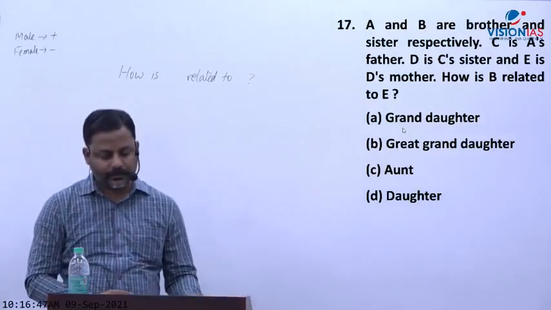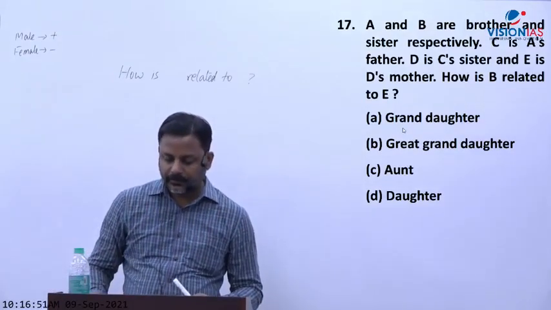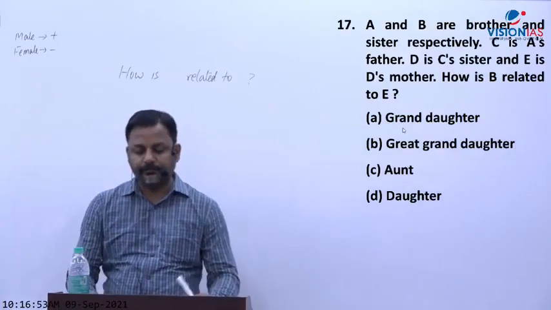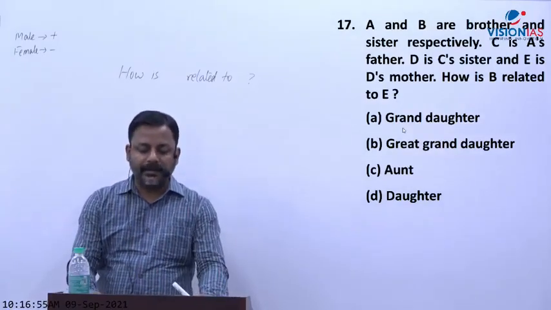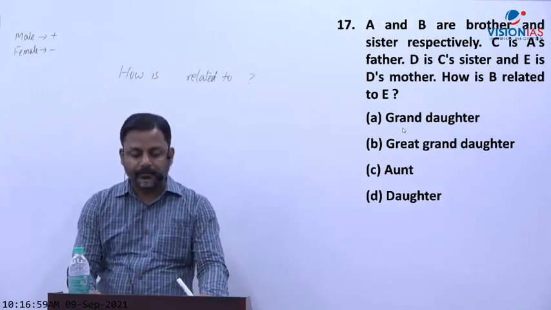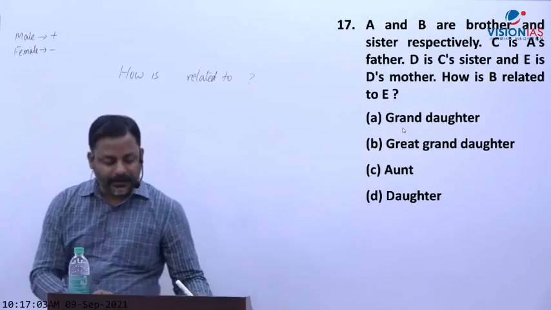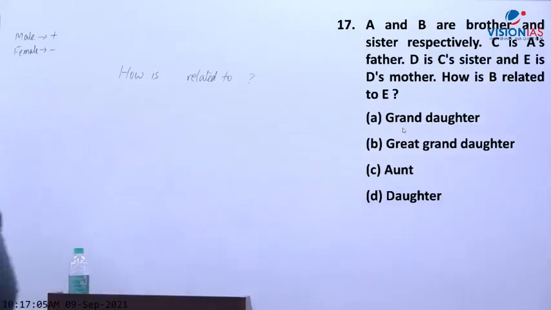Now, next: A and B are brother and sister, respectively. C is A's father, D is C's sister, and E is D's mother. How is B related to E?